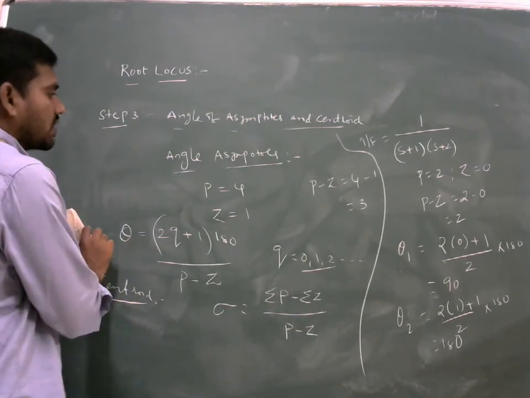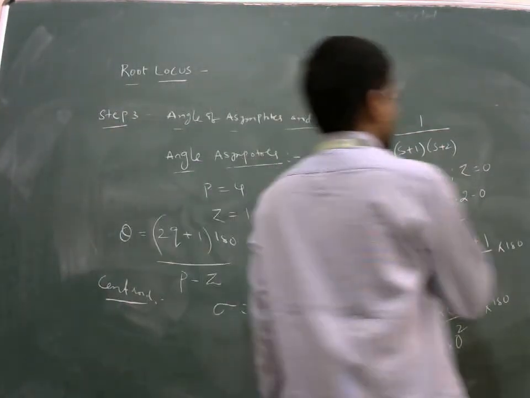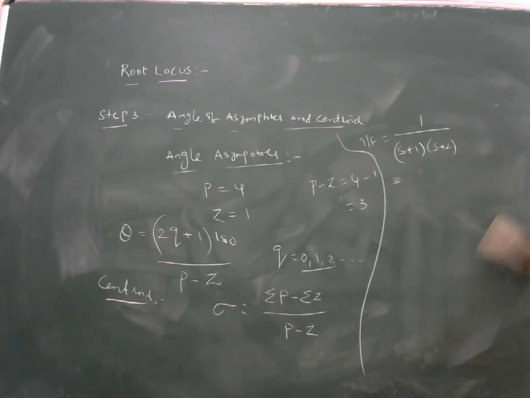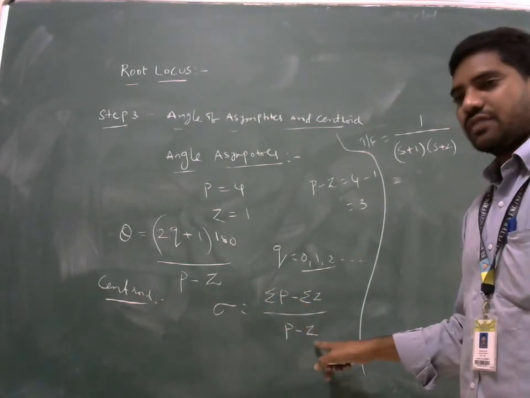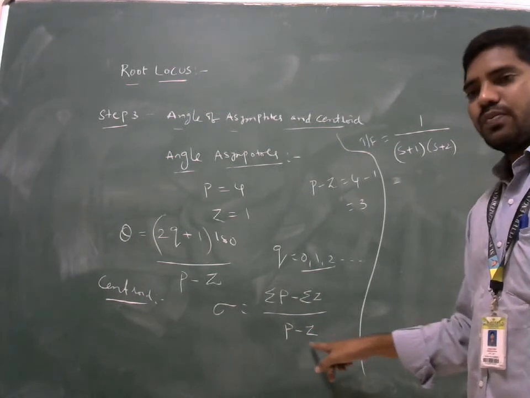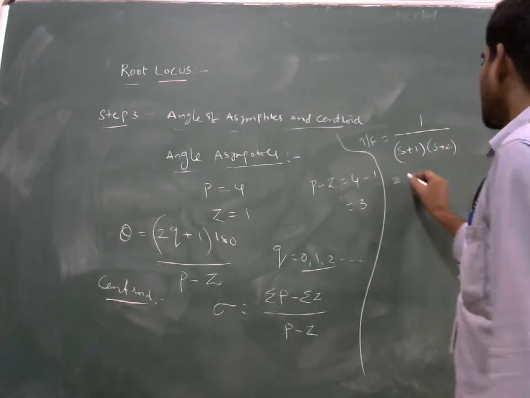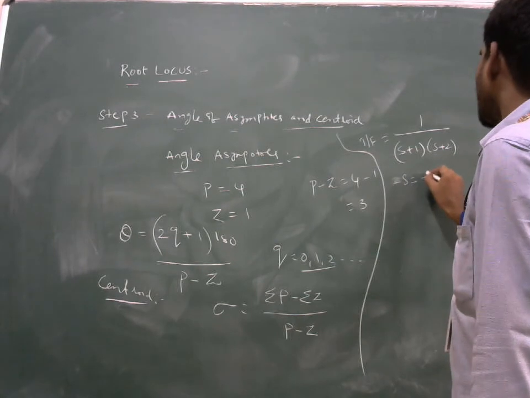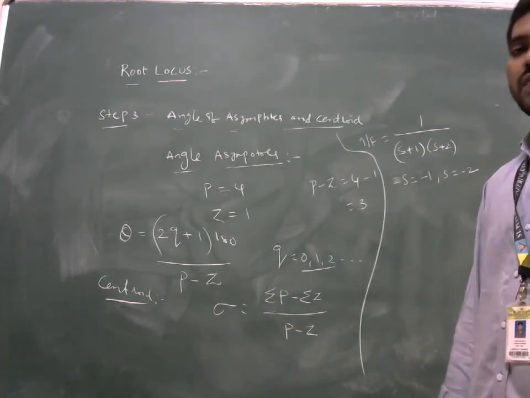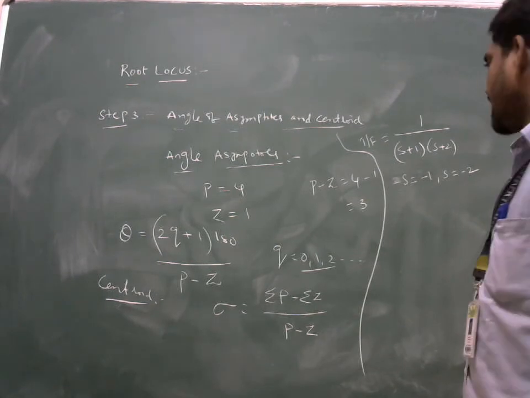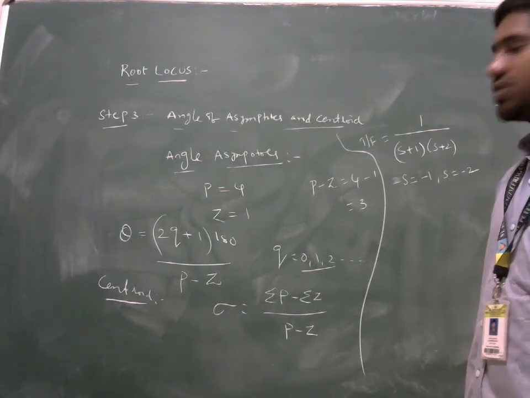Next, how are we going to find the centroid? To find the centroid, what is the formula I gave? Summation of poles minus summation of zeros divided by number of poles minus number of zeros. What are the poles we are having? S is equal to minus 1 and S is equal to minus 2. These are the two poles we are having.